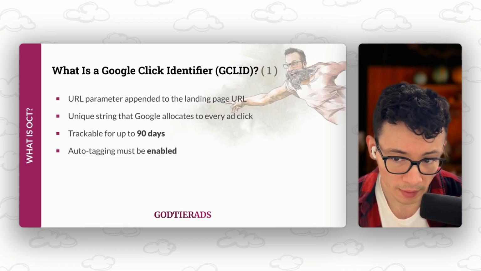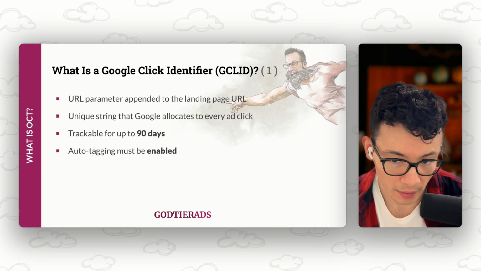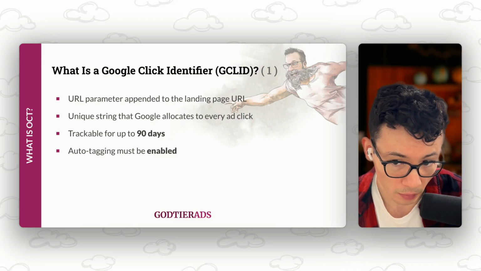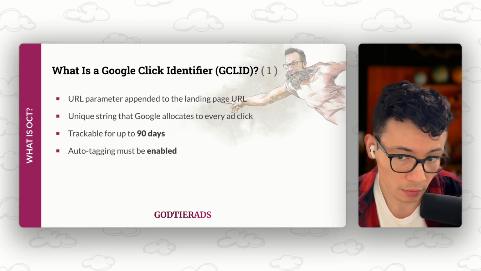Another thing as well is that Google Click IDs are trackable for up to 90 days. So if I give Google an ID that was assigned 100 days ago, so someone clicked on an ad 100 days ago, and I give the Google Click ID to Google Ads, they won't be able to find and match that for us because it will have expired due to the 90-day limitation.